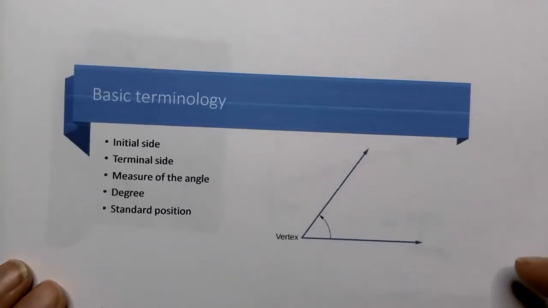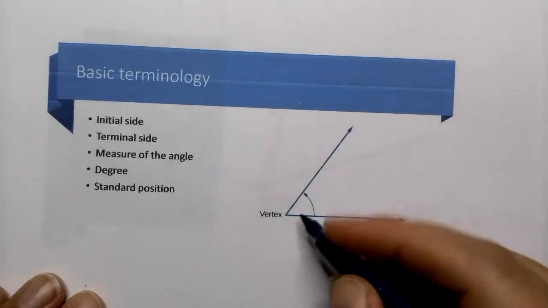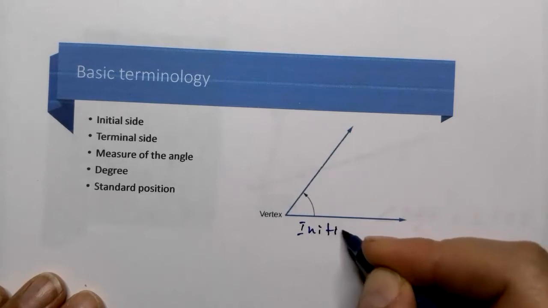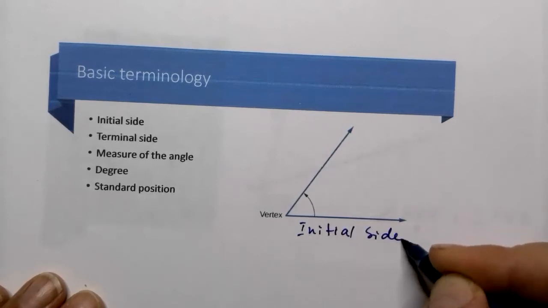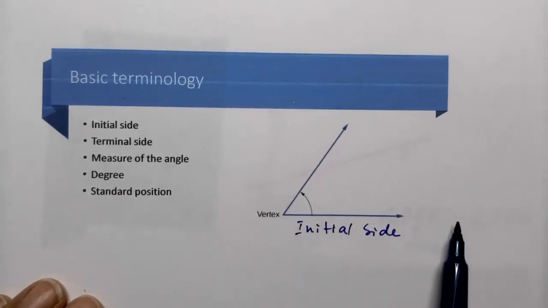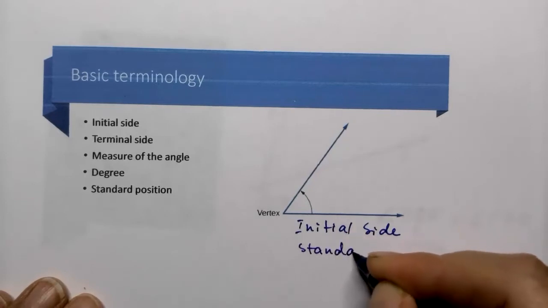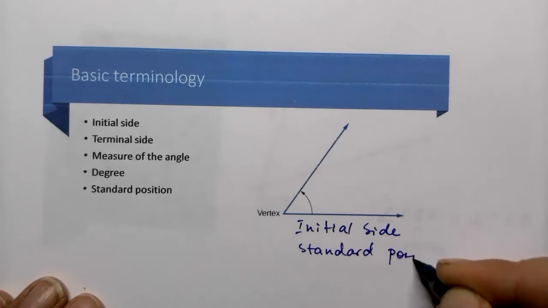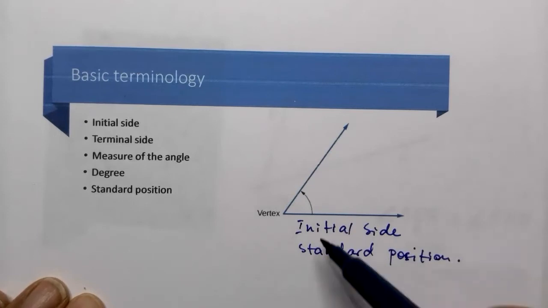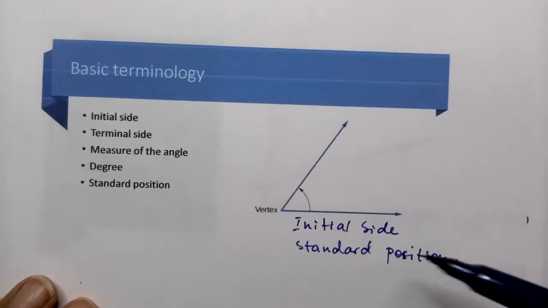Okay, and this standard position of the ray is called the initial side. So this direction from left to right, horizontally, is also called a standard position. So this one, the one that you're looking at, is in a standard position. Not all of the angles start out in the standard position, but if they do, that's a standard position.